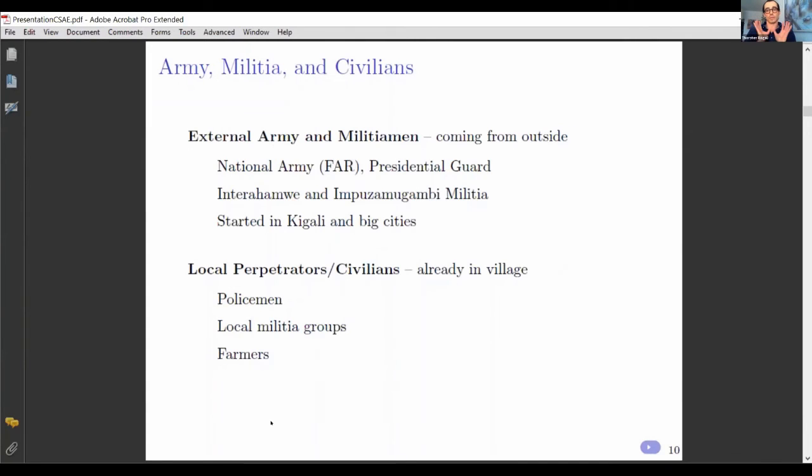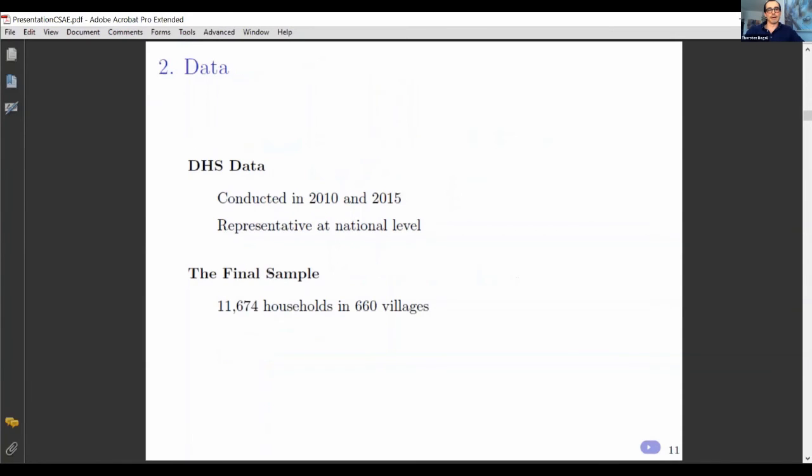And just to make it clear, I'm going to look at two very distinct types of perpetrators here. The external army and militiamen are coming from outside of the village. They're going to be affected by the instrument that measures transportation costs. Those are people like the National Army, the Presidential Guard, Interahamwe, Impuzamugambi militia. And then local perpetrators are already in the village: local policemen, local militia, etc.